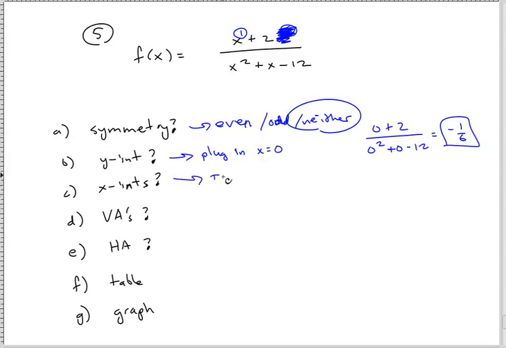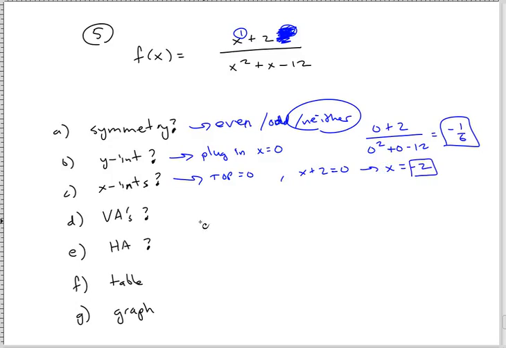X-intercepts is when the top is equal to 0. Again, just the whole top here, the top by itself equal to 0. Solve for x. And yeah, you guessed it. X is equal to negative 2. Oh, hold on. The brain wants this, just the number there. So that's a 0. That's a 0. I'm not going to write it.